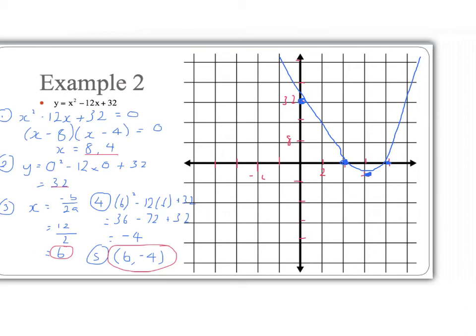Now again, with this example, we could, in fact, write in 6, comma, minus 4. We could also ask you what the axis of symmetry is, and you should be able to tell us that it is the line that goes down through here, and that line has the equation of x equals 6.